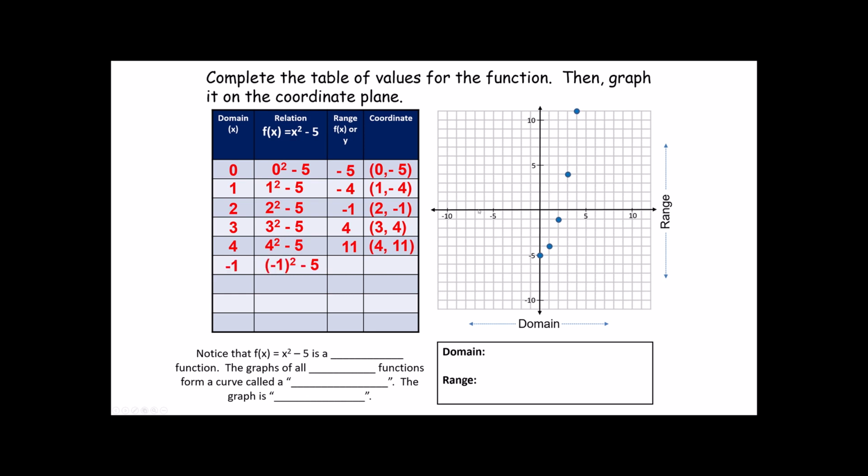If I put in a -1, notice the rule is take all of x and square it. Since the negative sign is part of x, I'm going to put the whole thing in parentheses and square it. -1 times -1 is 1, minus 5 is -4, and you get this, which you can graph. If I put in a -2, I get -2, -1. If I put in a -3, I get -3, 4.